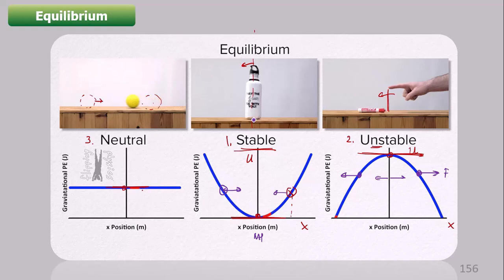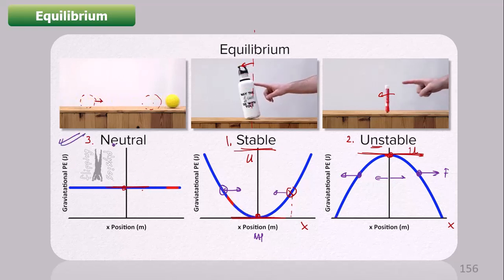Whenever the force is attractive type, it will always give a stable kind of equilibrium. That means the particle will come back to the initial position. Now in the third situation, the neutral equilibrium, again the slope is 0 everywhere.